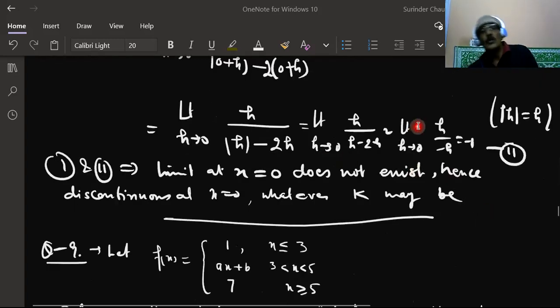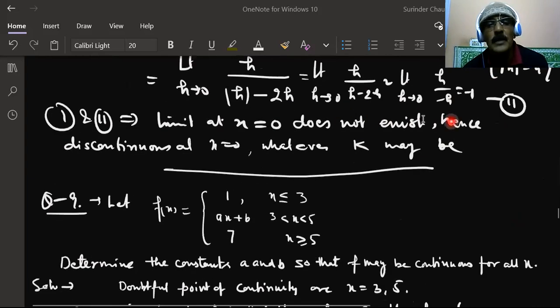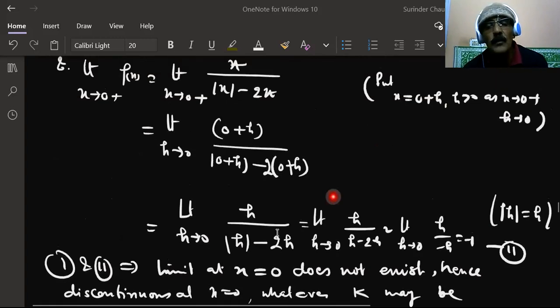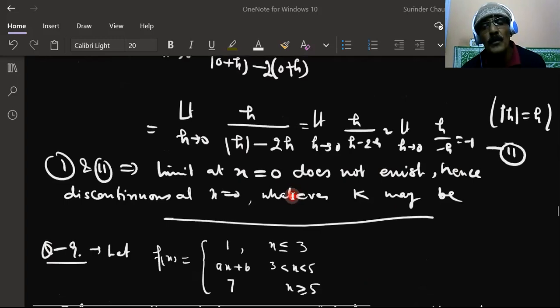So both the limits are not equal. So this is a discontinuity of the first kind. For whatever value of k it may be, we can't remove this discontinuity, because only a removable discontinuity can be removed; this is of the first kind. So a discontinuity of the first kind can't be removed, whatever value of k we may substitute in it.